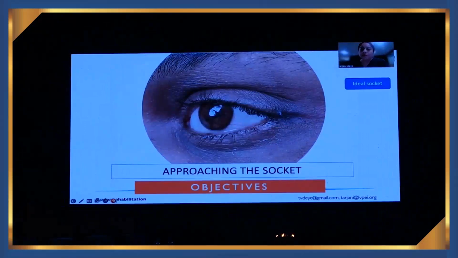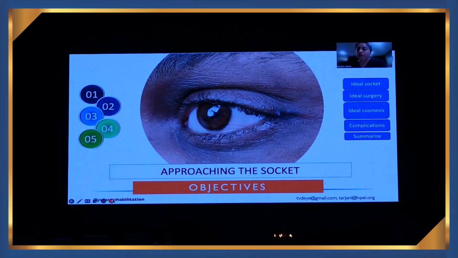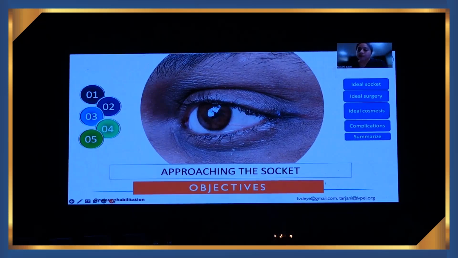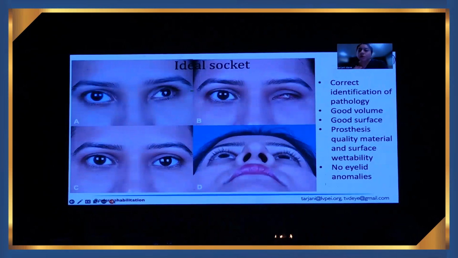I have no financial disclosures to make, and I'm going to make this presentation on these 5 objectives. I'm going to speak to you about the ideal socket, the ideal surgeries, the ideal cosmetic outcome that you should be expecting, certain complications very briefly, and then eventually summarize it for you. So let's get started. What is an ideal socket?